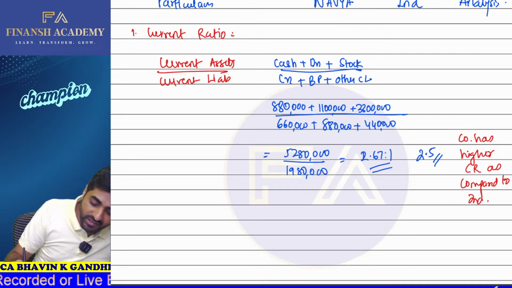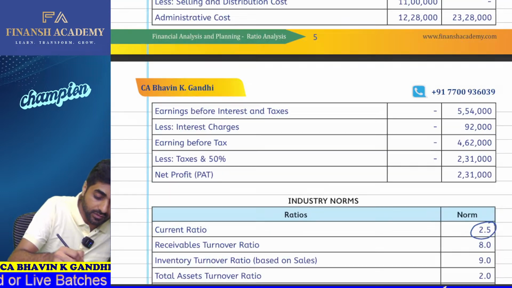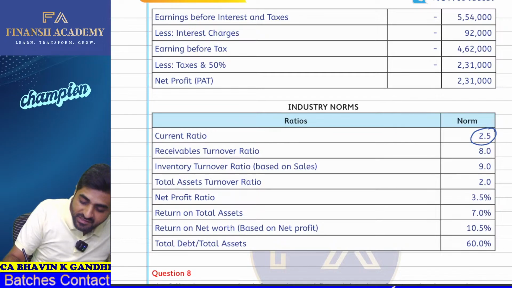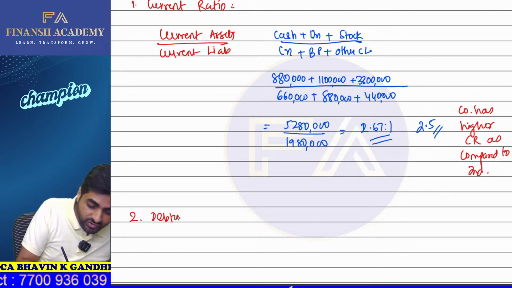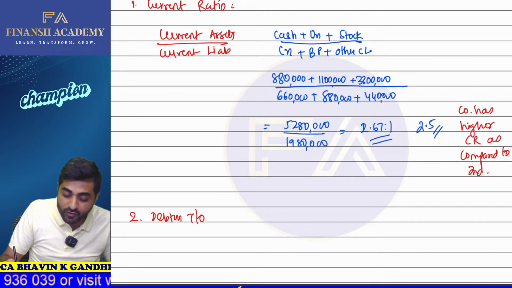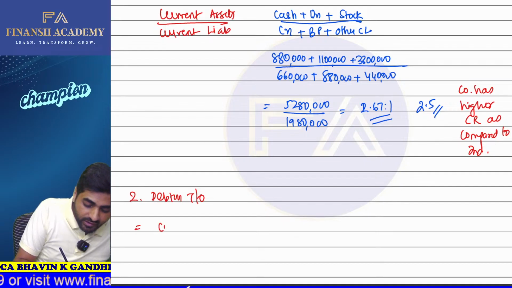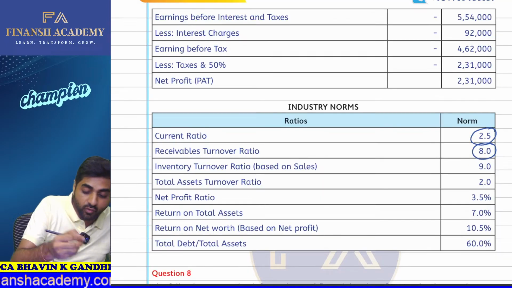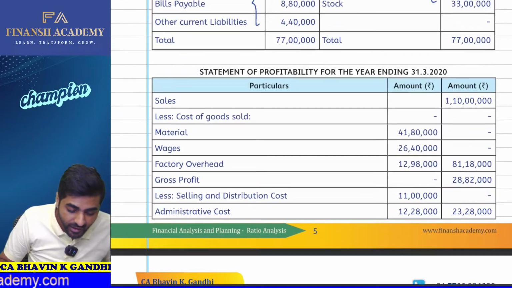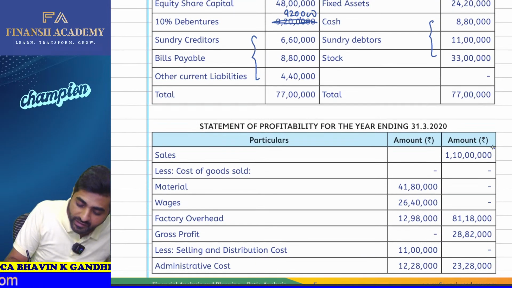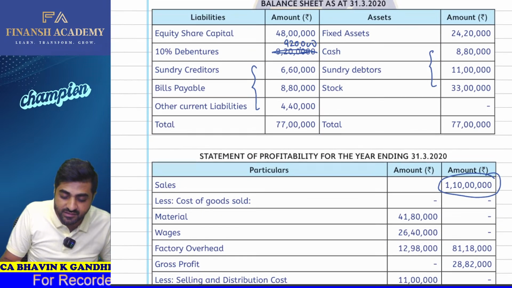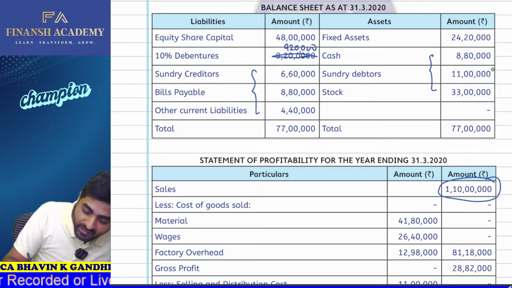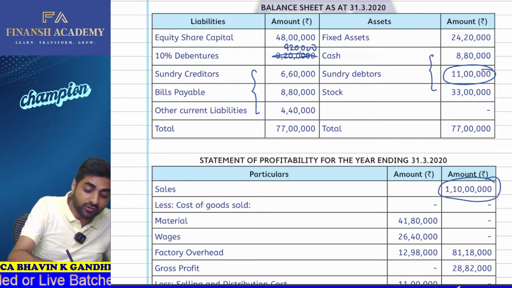Now, second part. What is the second ratio? What have they told you? Receivables turnover ratio. Guys, can I say this is nothing but the debtors turnover ratio? So what's the formula for your debtors turnover ratio? We take your credit sales and we divide that by your average debtors. But your opening is not given to you, so we're going to take closing only. And do we have sales? Yes, sir. 1 crore 10 lakhs. Are we going to assume the entire sales are on credit basis? Yes, sir. And what is the amount of the debtors? You have the amount of the debtors, which is nothing but 11 lakhs. So I will simply take 1 crore 10 lakhs.